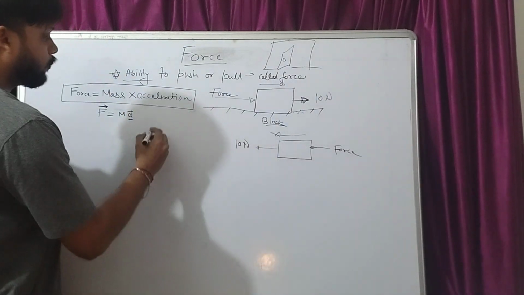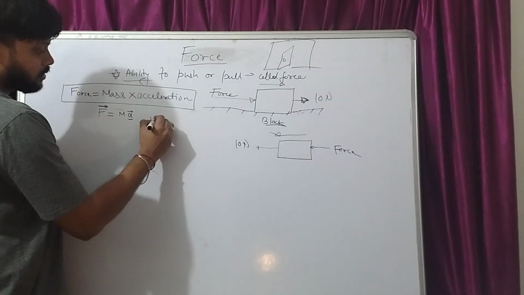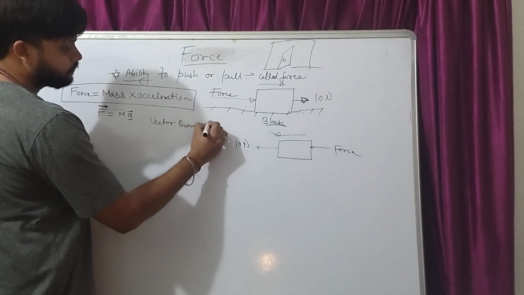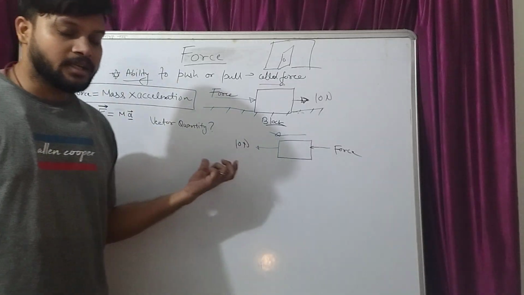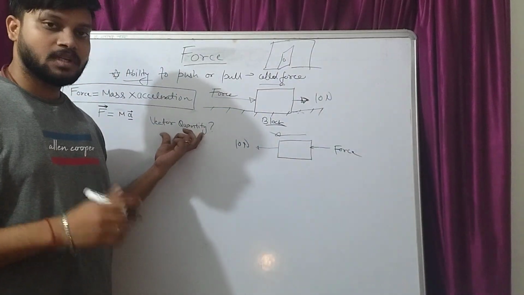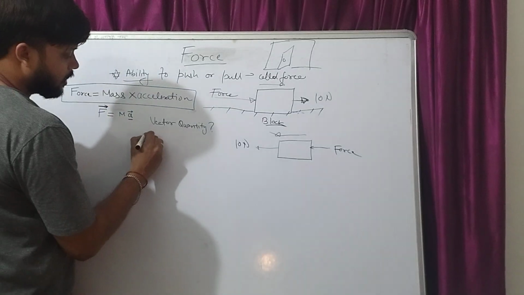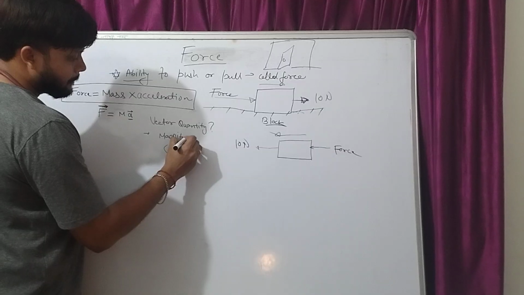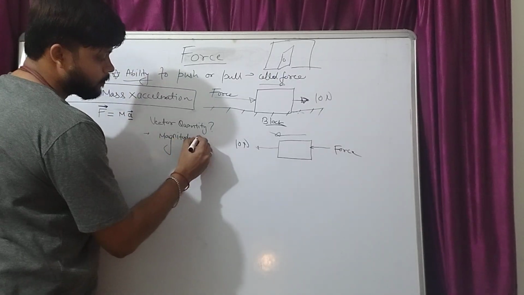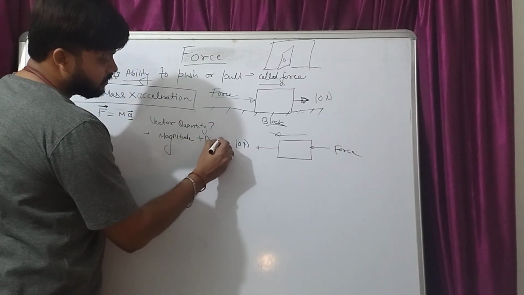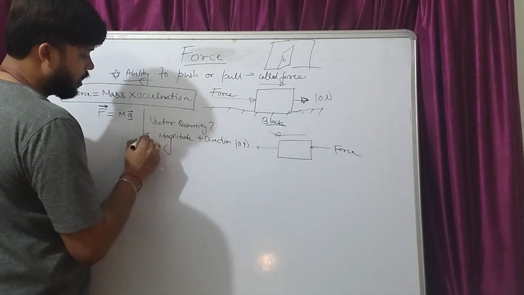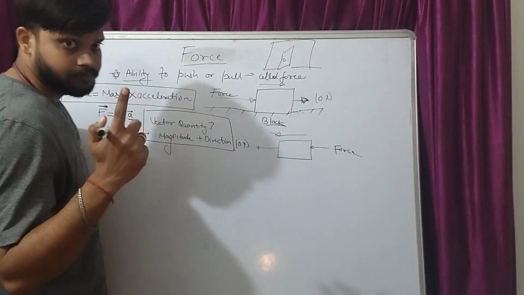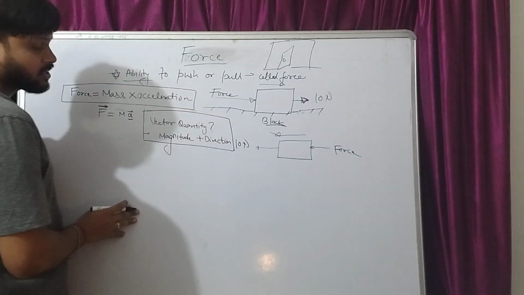One question arrived: what is a vector quantity? Can anybody tell me what is a vector quantity? A quantity has magnitude and direction. A quantity that has both magnitude and direction is called a vector quantity.